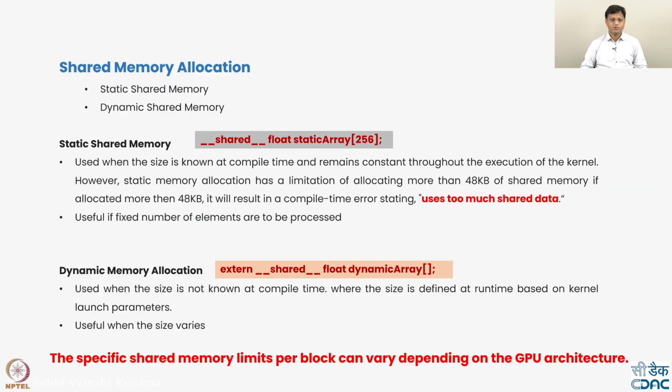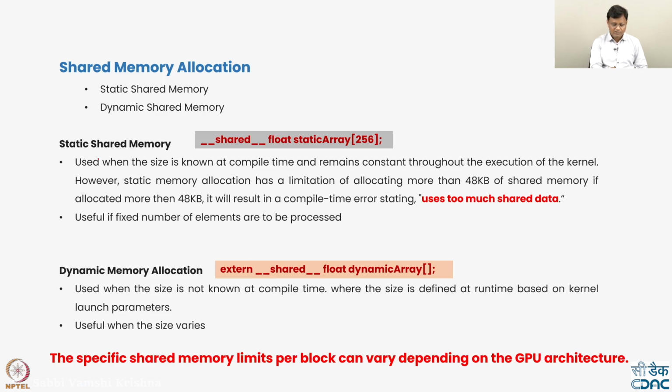Now, I will discuss the shared memory allocation. So far I have discussed what shared memory is. Shared memory is a space which is accessible by the block, or you can say all the threads within a block, and it shares the space with the L1 cache. Shared memory allocation can be done in two ways. The first is static shared memory allocation, and the second is dynamic shared memory allocation.